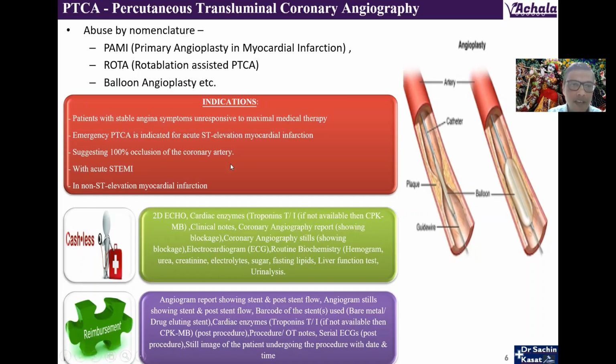Emergency PTCA, that is PAMI. Occlusions, if it is 100% or ideally anything above 70%, then ST elevation myocardial infarctions, you go for it. At the cashless level, you ask for certain documentation, important of which are your cardiac enzymes, coronary angiography reports, as well as stills and ECGs. And at the reimbursement level, you would like to ask for your barcode, post-stenting angiography stills and flow, so that the TIMI flow is established at level 3, and the procedure notes, cath lab notes.